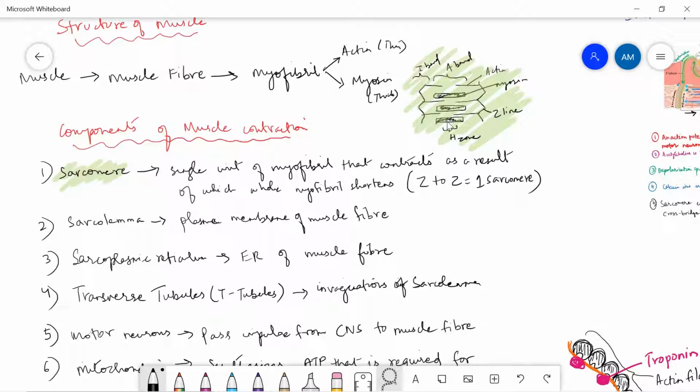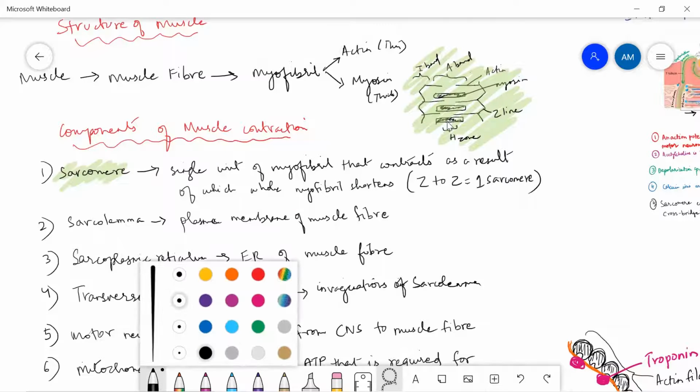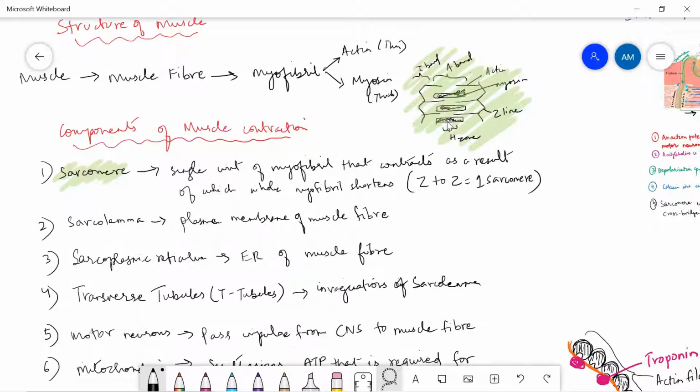Also remember that from the myosin filaments, the heads are always projecting outwards so that they can make a cross-link with the actin filament. So during muscle contraction, the myosin head and the actin fiber form a contact which is called a cross-link. That's why the heads of the myosin are always protruded from the thick filament.